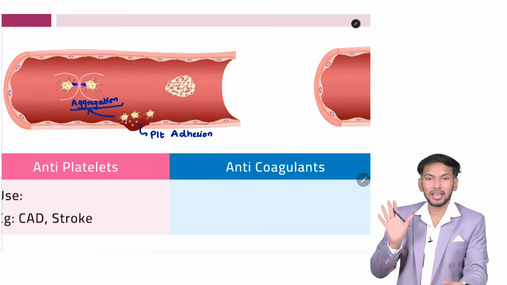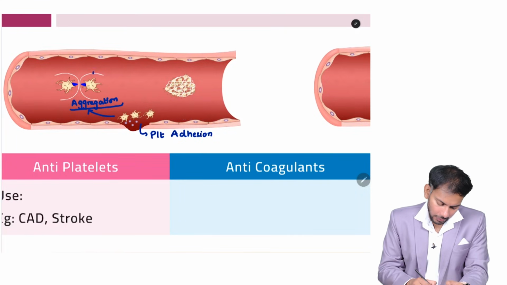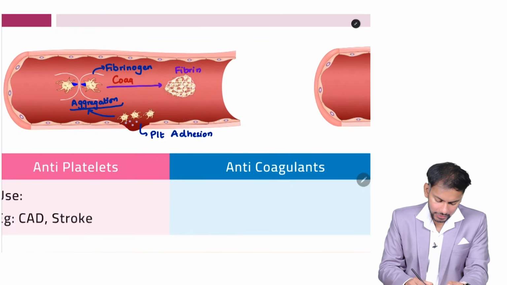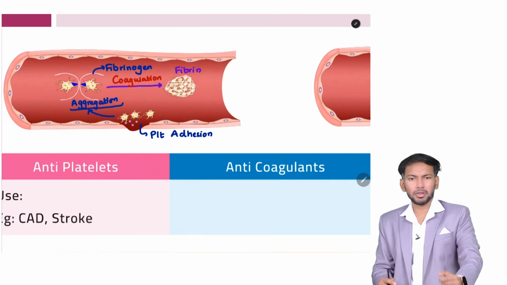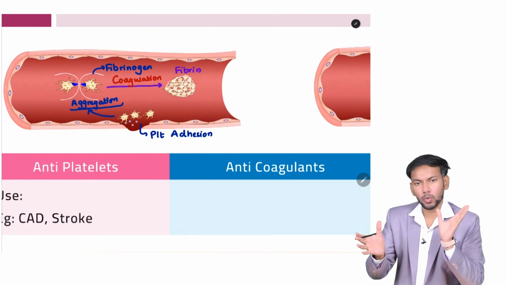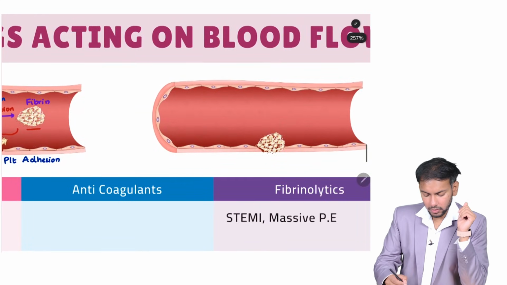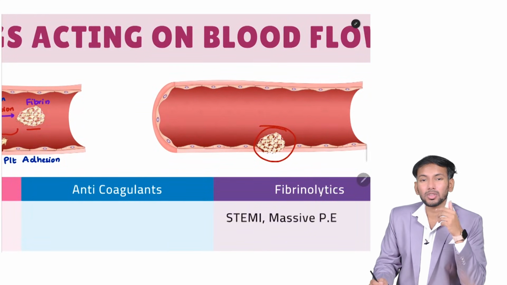Once the platelets are aggregated, you can see here, between the platelets, we have something known as fibrinogen. Now, if you want to form a stable clot, this fibrinogen has to be converted into fibrin. This is what is known as the coagulation pathway. First there was platelet aggregation, then there was coagulation. Once this clot is formed, it will attach here. So this is how a clot or a thrombus is formed.